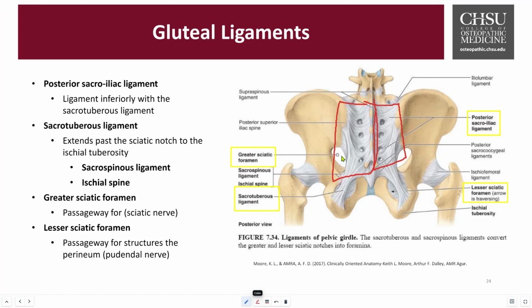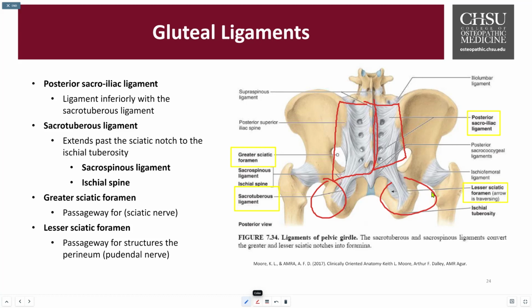The sacrotuberous ligament extends all the way from the sacrum past that sciatic notch, all the way down to the ischial tuberosity, which is the region you sit on a chair, where your pelvis attaches to the chair, and it helps form the boundary of the lesser sciatic foramen, shown in yellow.